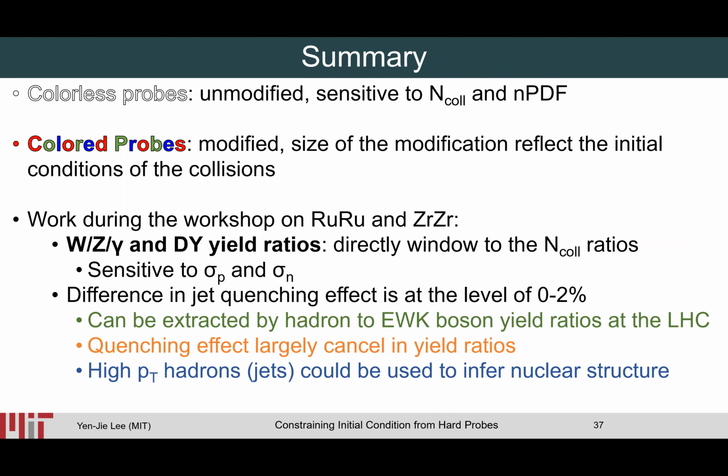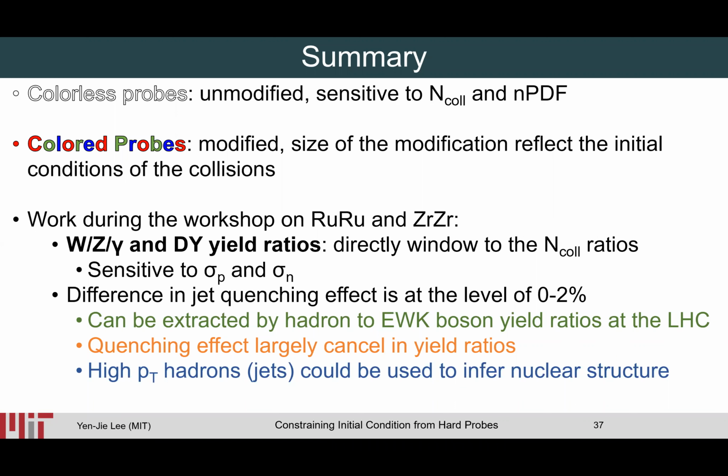All right, so this is a summary. I hope I have convinced you that colorless probes that are modified in AA collisions are sensitive to ENCO and the PDF. Color probes modified, the size of the effect reflects the initial condition of the collisions. We really need comprehensive studies of different collision systems and to bring down many theoretical uncertainties. W, Z, gamma, and yield ratios are a direct window to ENCO ratios. They are sensitive to sigma p and sigma n, and also potentially sensitive to neutron skin if we have very, very high statistics, much greater than 10 inverse nanobarn per system.